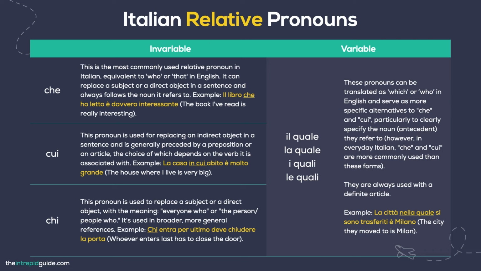Il quale. And its gender and number variants include La quale. I quali. Le quali. These pronouns can be translated as which or who in English and serve as more specific alternatives to che and cui, particularly to clearly specify the noun they refer to. However, in everyday Italian, che and cui are more commonly used than these forms. They are always used with a definite article. Take a look at this example. La città nella quale si sono trasferiti è Milano. The city they moved to is Milan.